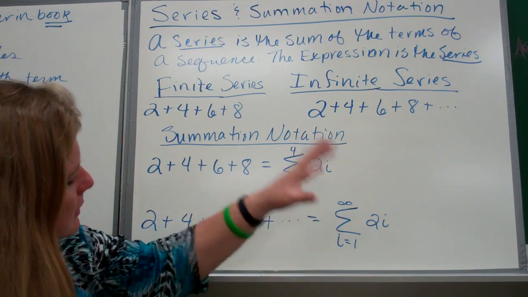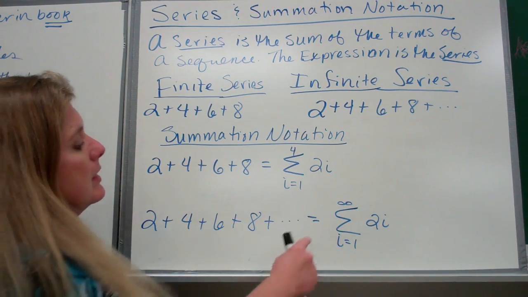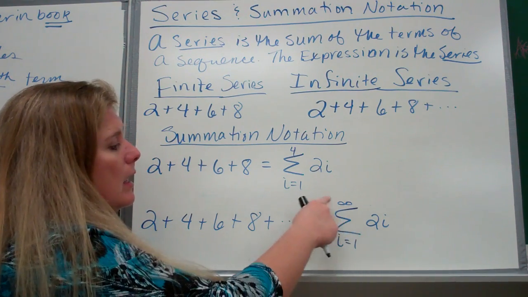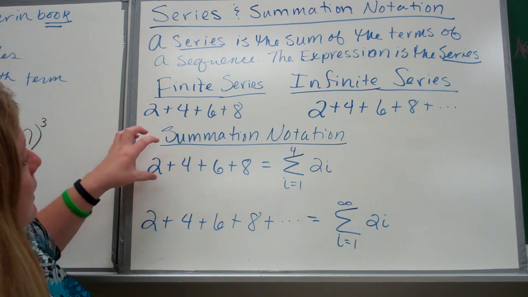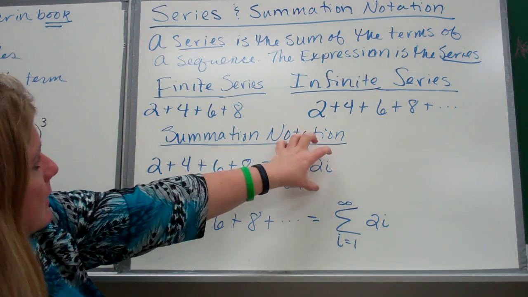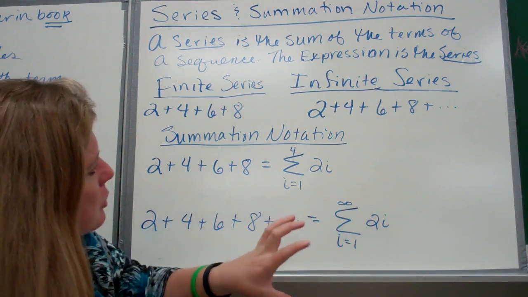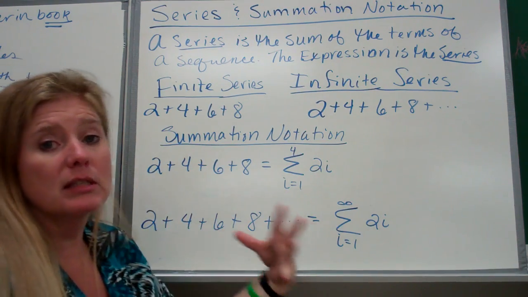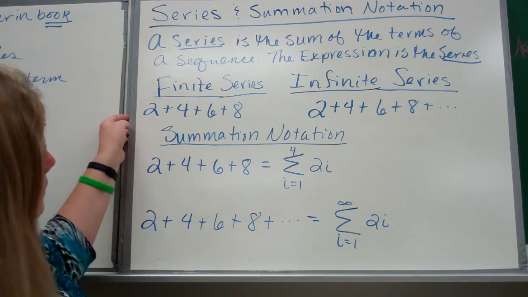This one down here says the same thing. I want the sum of the sequence defined by 2i, only this time I'm starting at 1 and I'm going on to infinity. Okay, so you have the sum of a finite series, and we have a little sigma notation for an infinite series. Summation notation, sigma notation, I'm going to use probably those interchangeably.